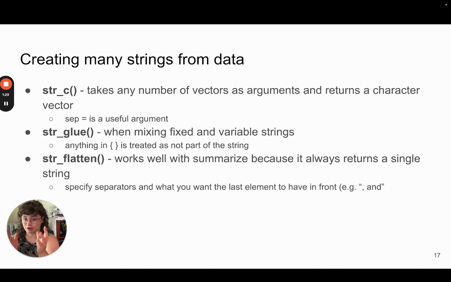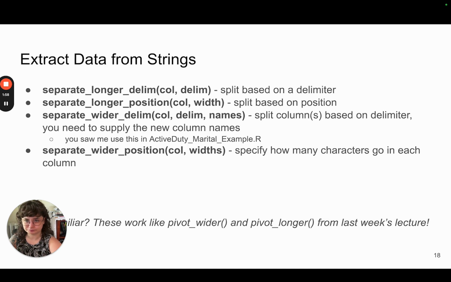str_glue is helpful when you are mixing fixed and variable strings. So that would be if I want a name and then a value after that name that stays the same. Anything within curly brackets is going to be treated as not part of the string, so you can just have name and then a set phrase. And str_flatten, similarly, works well if summarized because it's always going to return a single string, and again, you need to specify separators and what you want the last element to have in front of it. Don't worry, we're going to go over all of these in the script example.